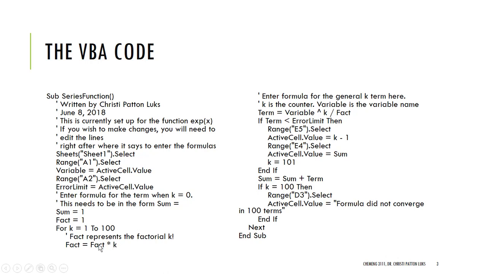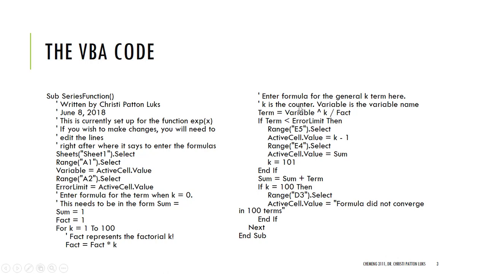So I'm going to take the old factorial value and multiply by the new k value. It's going to use star for multiplication, and I'm going to multiply by the new k value. The first time it'll be 1, the next time 2, 3, and so forth. And I'm going to place that back into factorial. So a new value for factorial will be calculated based on the previous value.